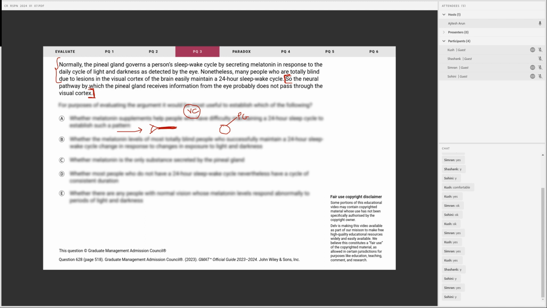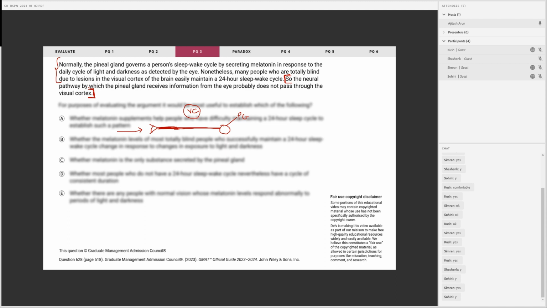That's what they're saying. And the support for this is that many people who are totally blind due to lesions in the visual cortex of the brain. Now, this is something we need to be careful about. The support over here is not about people who are generally blind. They are blind in a very specific way. And what is the cause of their blindness? Lesions. Lesions means some sort of damage.